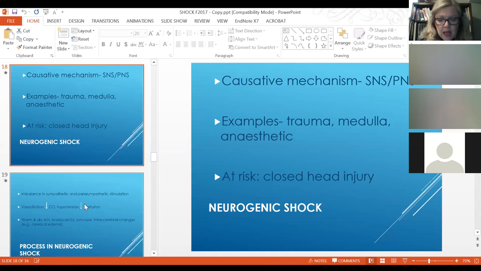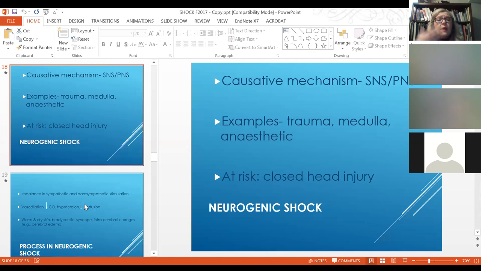And so what else did I want to mention? It's a low systemic vascular resistance. So we talked about your SVR with cardiogenic shock. In hypovolemic and cardiogenic shock, it is clamped down tight. Whereas in neurogenic shock, it's wide open and everything's leaking out. Because the fluid is all sitting in the periphery, there's no forward flow getting back to the heart.